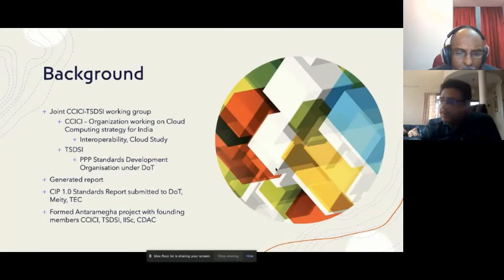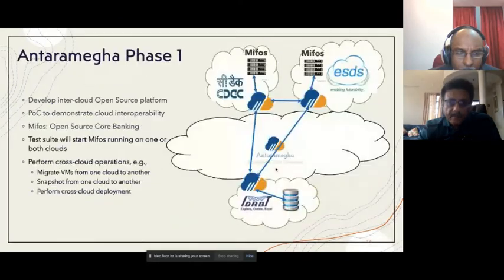And finally, we don't want to just specify standards. They should not be a paper standard. Just as in the case of IETF, there should be standard implementations. And so CDAC would be tasked with that role and with maintaining that. So this is called the Antarmega project.